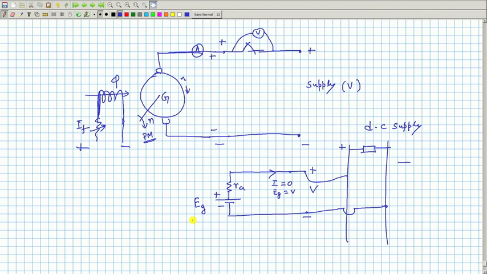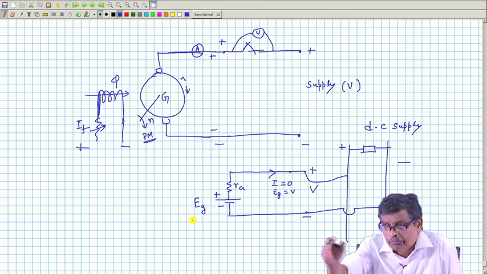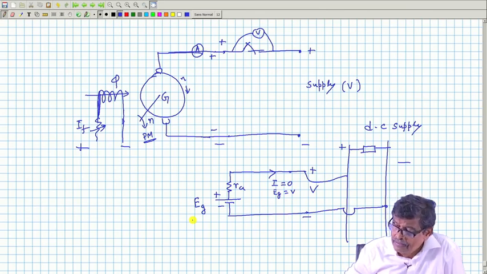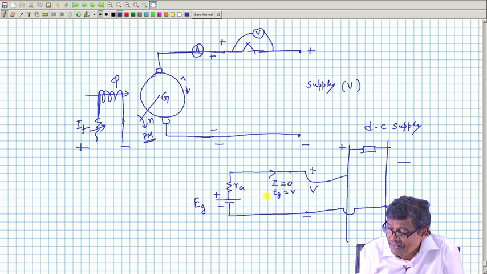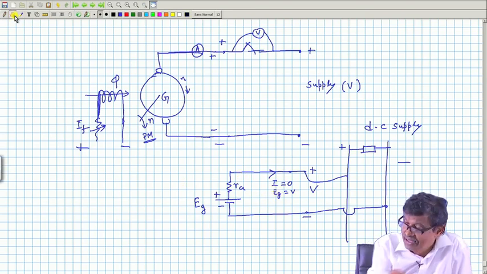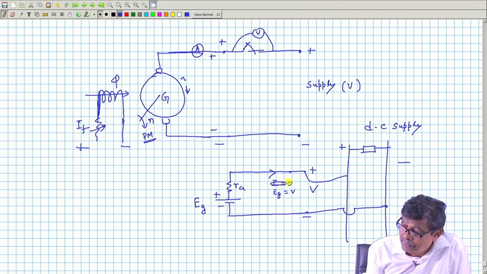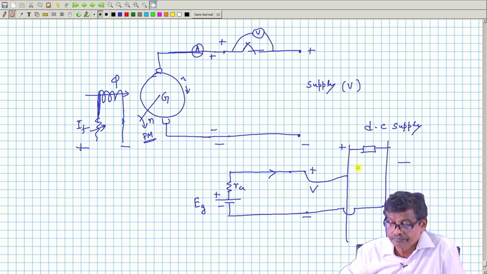Now if you want this generator to contribute some power to the bus where load is already present, some other generators are maintaining those loads, then what do you do? You increase this voltage, then I will be flowing from left to right. Okay? Got the point? Therefore, by adjusting this field current, I can do it like that.